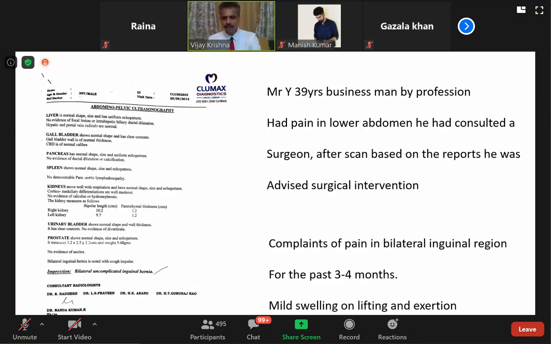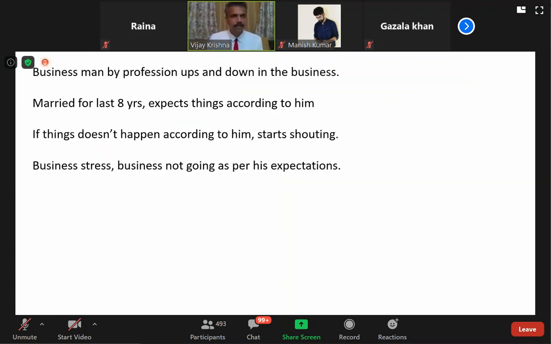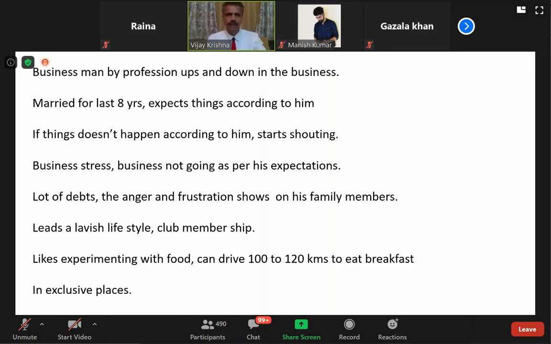So we took the case. Mild swelling on the left inguinal region. On lifting or any exertion, he has this swelling. He's a businessman by profession. A lot of ups and downs in business. Married for the last 8 years. Expects things according to him. If things don't happen according to him, he starts shouting. Business stress, business not going as per his expectation. Lot of debt, lot of credit he has taken. The anger and frustration he shows on his family members.